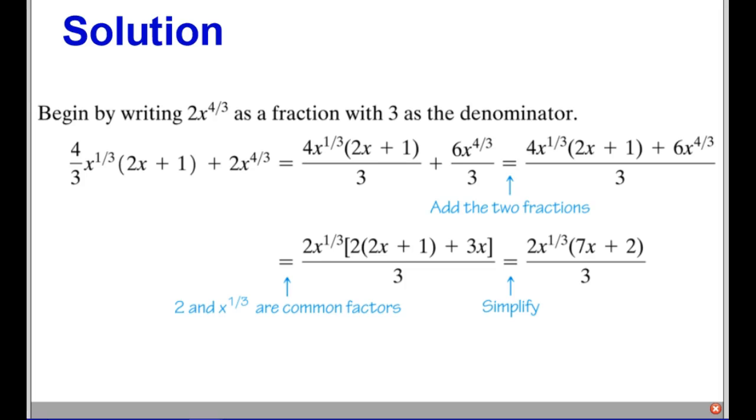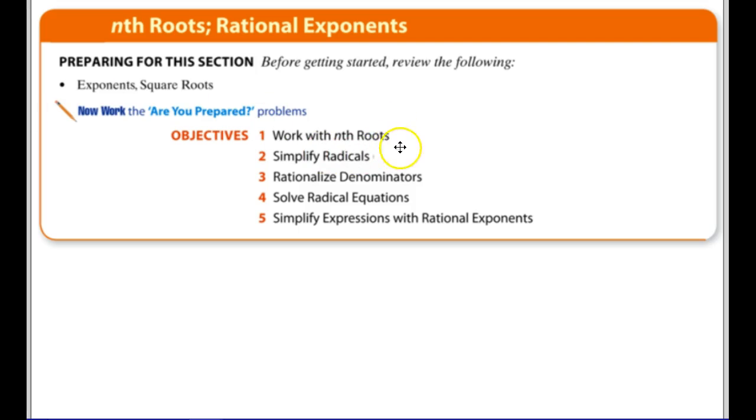So now we're going to look back at our learning targets, which we're working with nth roots, and that n is anything really other than a 2. We then simplified radicals. We rationalized denominators, and we want to rationalize any time there's a radical in the denominator. We looked at solving some radical equations, and then we simplified expressions with rational exponents. We also factored them to simplify them.